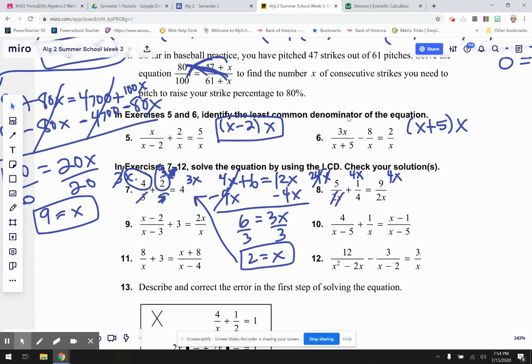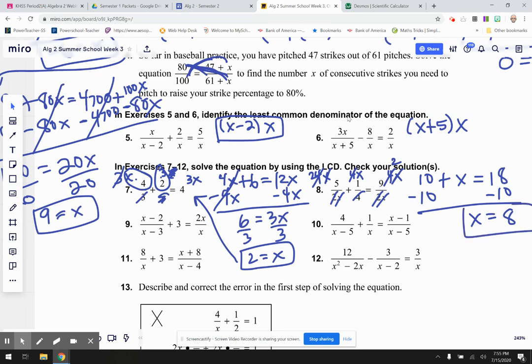So 2 times 5, you're going to get a 10. 4 can go into 4, you're just going to have a 1 times an x. And then 2 goes into 4 2 times, x goes into x. So you're going to end up with just a 9 times a 2, which is an 18. And if you subtract 10 on both sides, you get x equals 8. Okay, so that was 8.